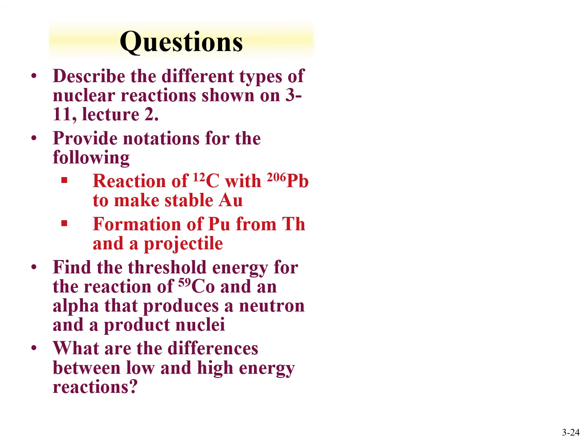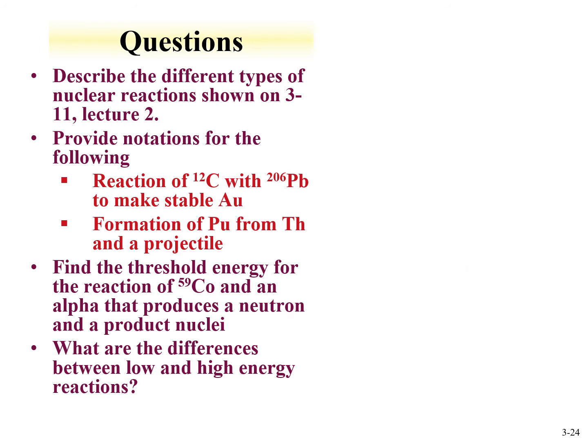As an example shown here, find the threshold energy for a reaction of cobalt-59 and an alpha particle that produces a neutron and the product nuclei. So again, we need to start with our notation for the reaction. Cobalt-59, alpha projectile, neutron comes out. The cobalt, if we go 2Z higher than cobalt, we get to copper. And as opposed to 4 increase, we only have 3 because one of the neutrons is also a side product. If we use the Q value calculator, we'll see that the threshold reaction for this is 5.4 MeV.